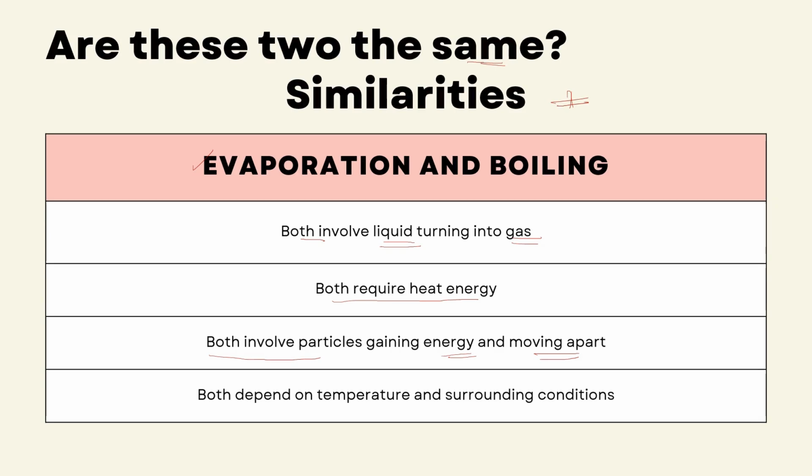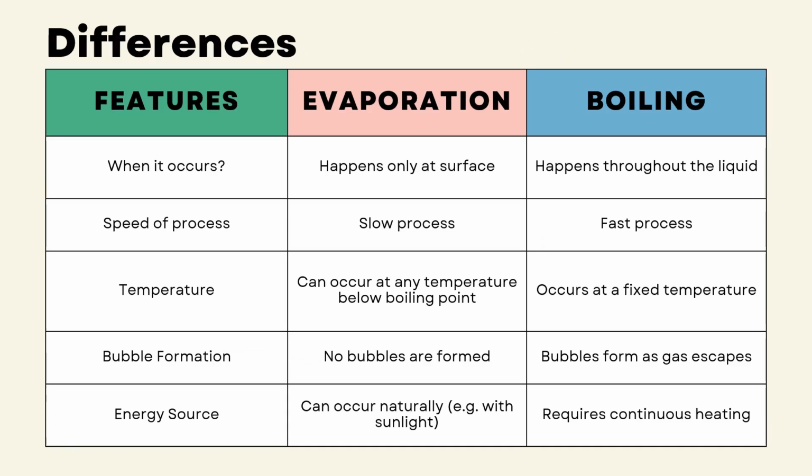Now, how will you differentiate whether it is boiling or evaporation? Let's see. Differences. When does it occur? Evaporation occurs only at the surface, whereas boiling occurs throughout the liquid. Evaporation is a slow process, whereas boiling is a fast process.